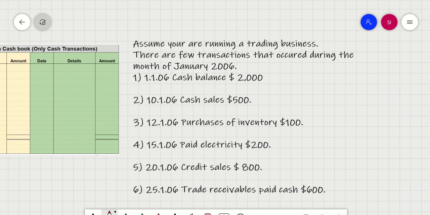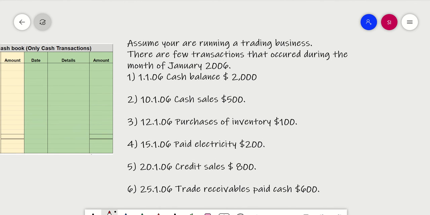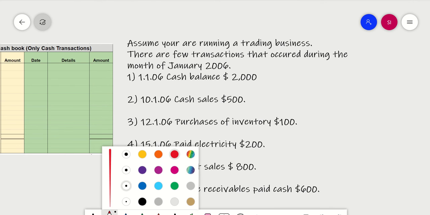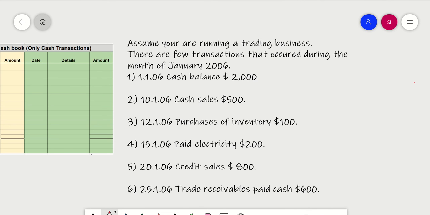Now, let's see which one of them will appear as a cash inflow or outflow. In order to do this, children, you should have an understanding of what comes into the business and what goes out of the business. Now, the first transaction, cash balance 2000, it's already with you. Therefore, it will be a debit balance. So for opening balance, we are not going to consider double entry. So normally cash balance has a debit balance. We already went through this when we were checking your prior knowledge.